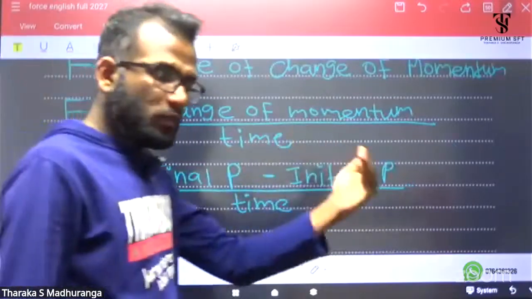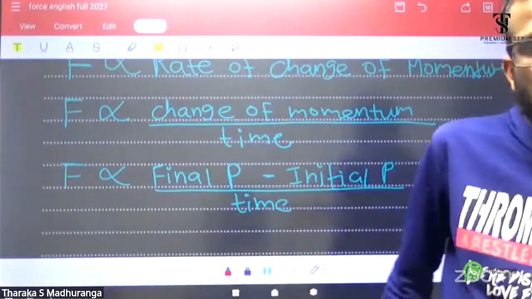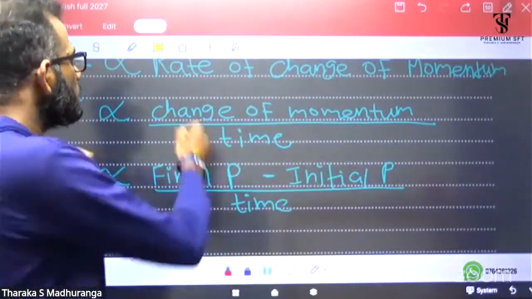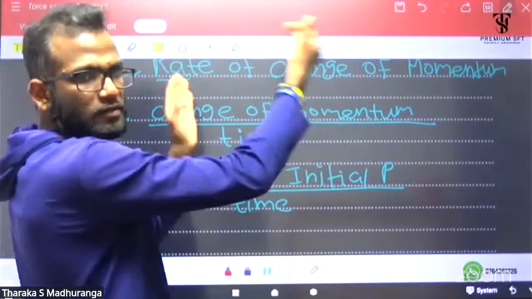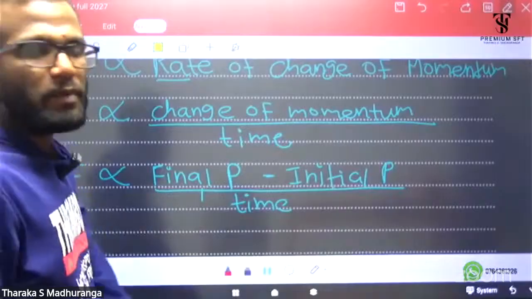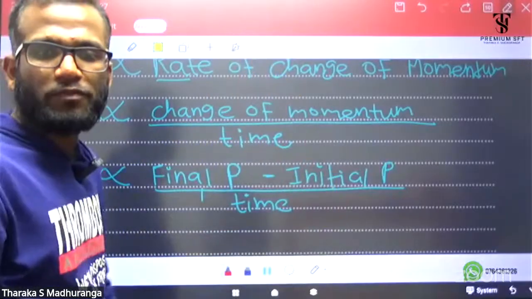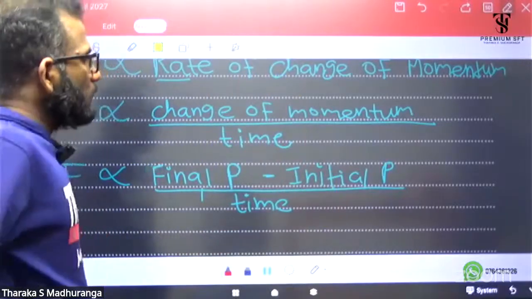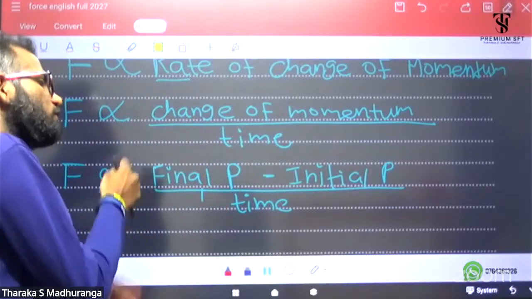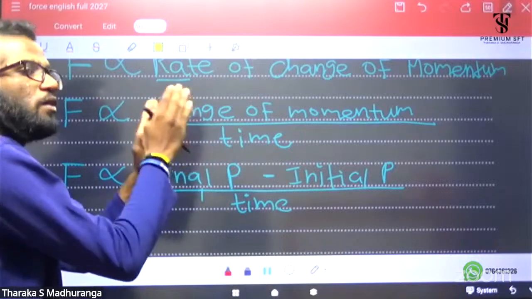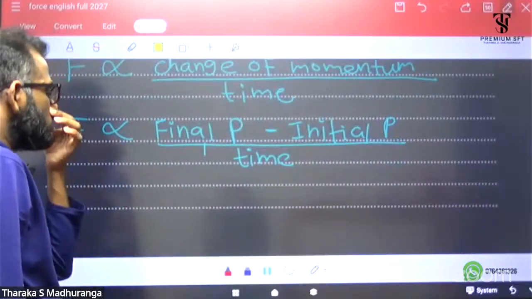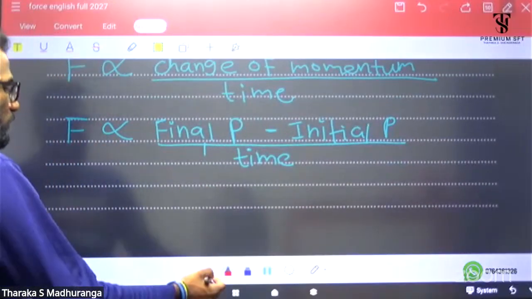Rate means, as you know, last week we discussed rate of reaction. Yes, rate means unit time. Change means difference. That's why final momentum minus initial momentum divided by time is the rate of change of momentum. According to Newton's second law in the momentum method, the unbalanced force is directly proportional to the rate of change of momentum. This is the concept. Okay, let's see.